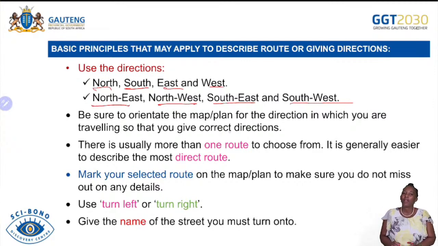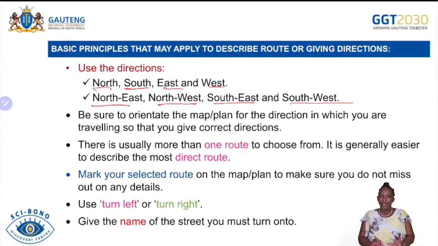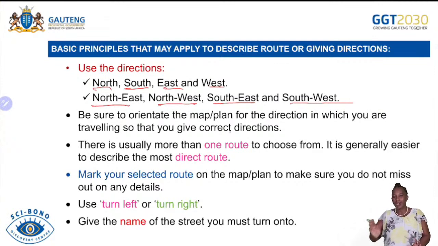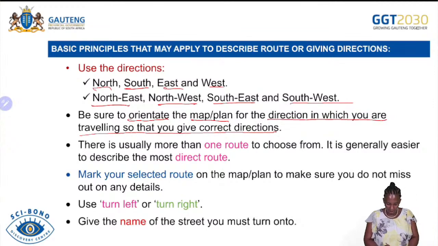Because sometimes if you don't rotate your plan, maybe on your plan, the way it's facing, the direction that you want to take is on your left, and then when you describe, you say turn to your right. That becomes wrong. So you need to rotate. Be sure you orientate the plan for the direction in which you are traveling, so that you can give correct directions.